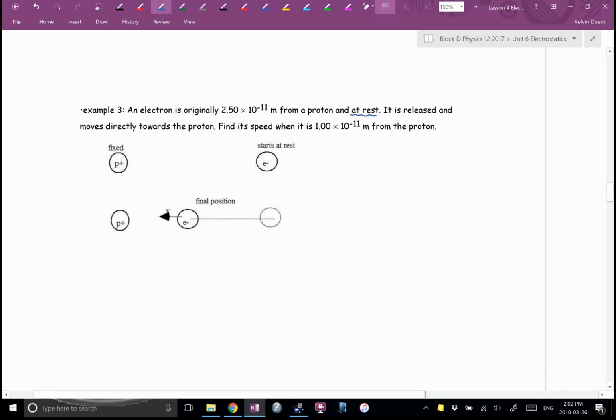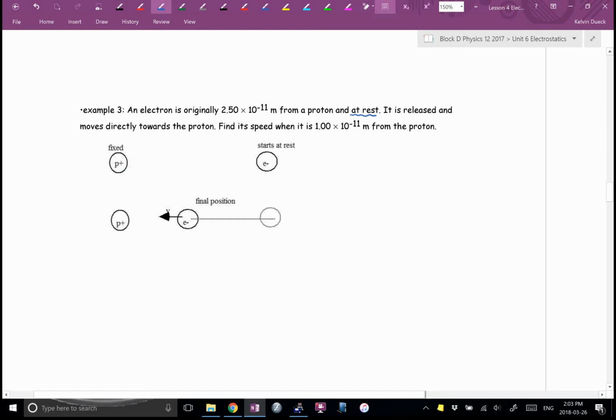It's released and it moves directly towards the proton. Find its speed when it's that far from the proton. First of all, would it move towards the proton? Why? Because unlike charges attract. Would the proton move towards the electron? Not in this picture. I said it's fixed to the page. That means it's glued to the page.